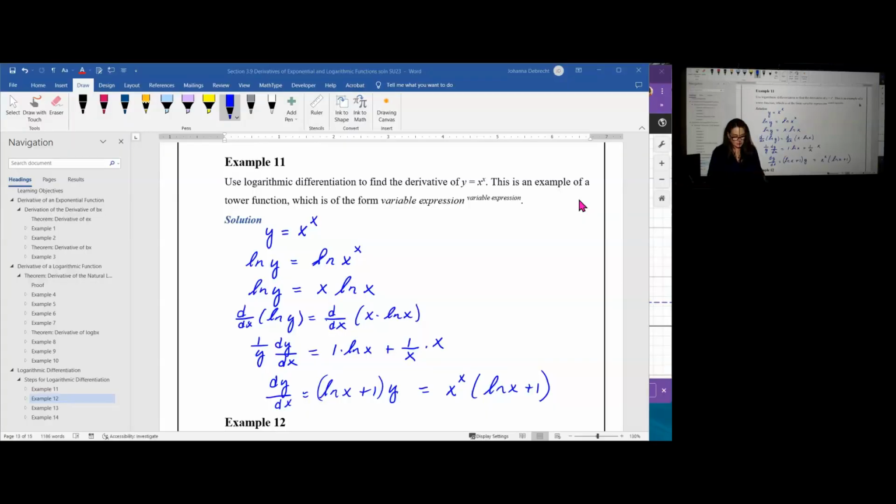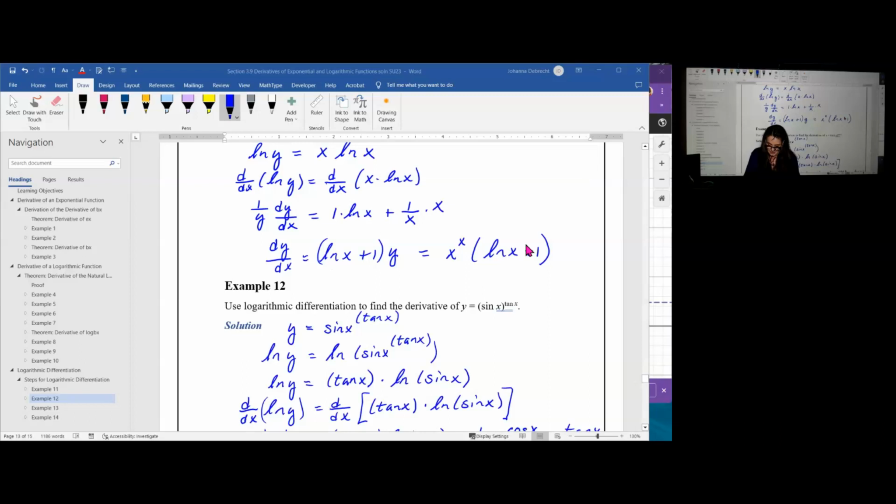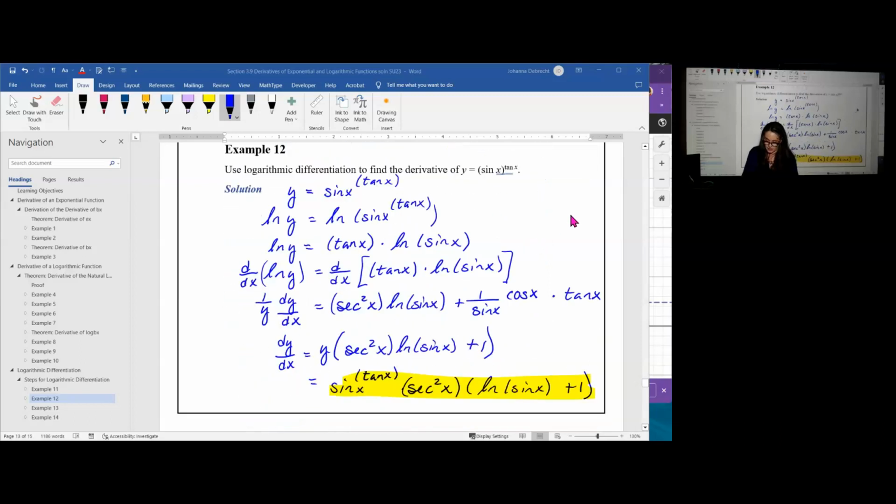Let's now look at example 12. In example 12, we have the function sine of x to the tangent of x. We take the natural log of both sides and use natural log properties to pull the tangent of x to the front, multiplied by the natural log of sine x. Then we take the derivative with respect to x of both sides, and the derivative of natural log of y becomes 1 over y dy dx using the chain rule.